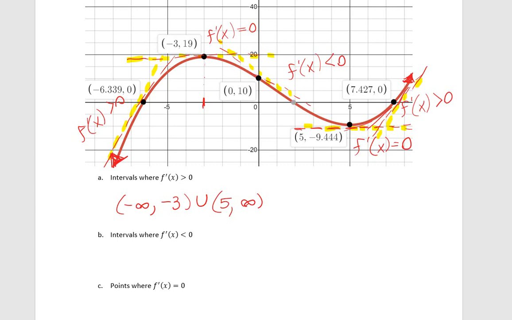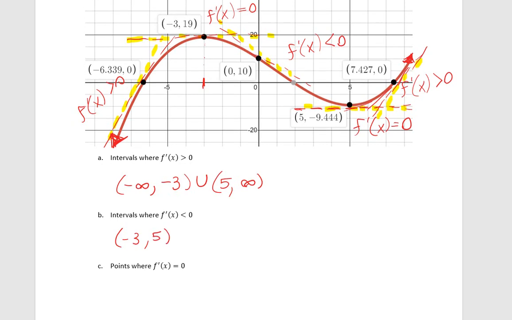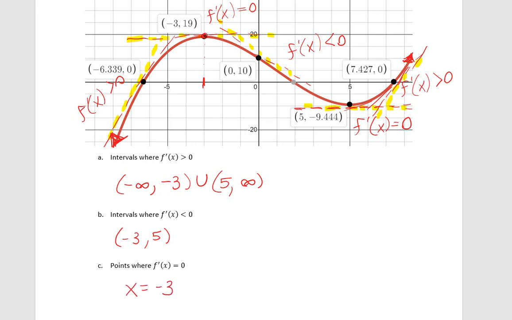Now, where is my slope negative? It's going to be negative from negative 3 to 5. And at what points is my derivative equal to 0? Well, those are going to be these critical points, or these peaks and valleys, which are going to occur when x equals negative 3 and when x equals 5.